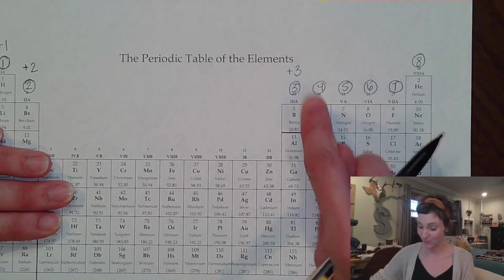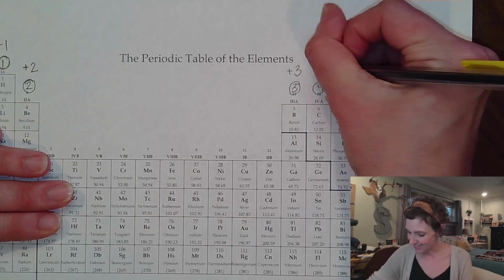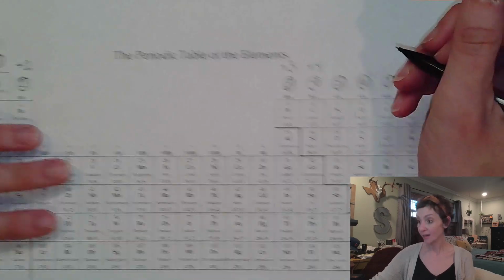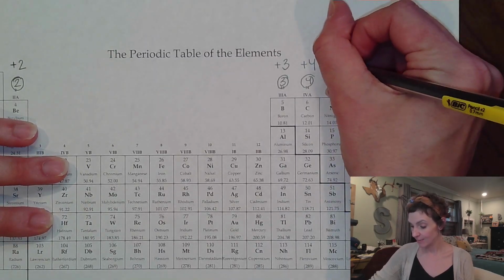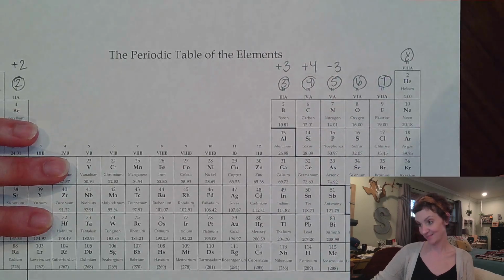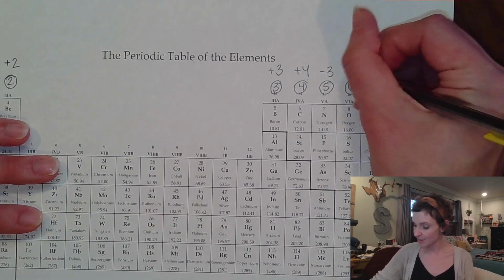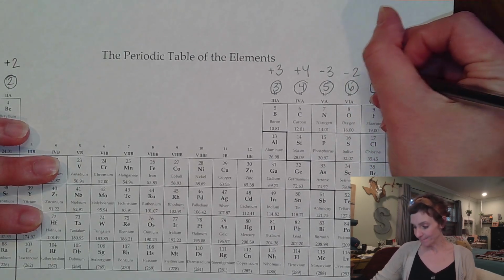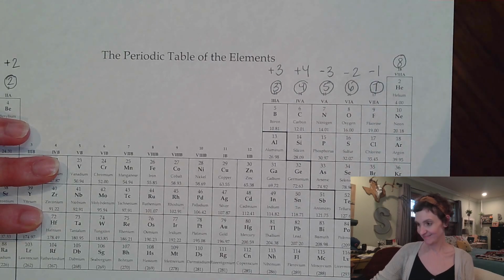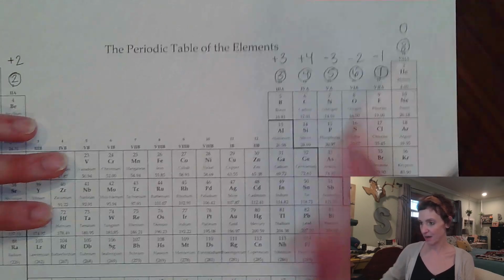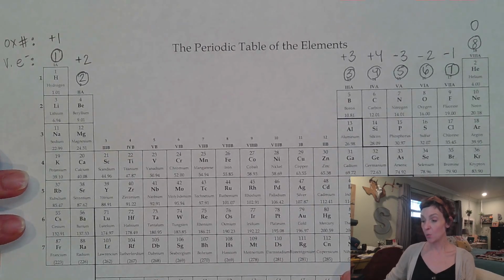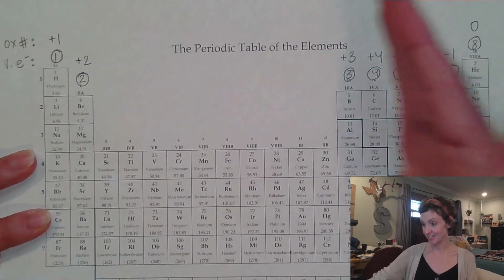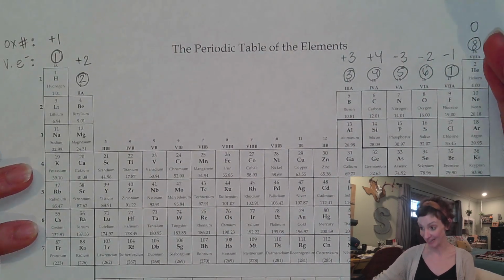Okay, group 4 has +4. You're like, I'm so excited, I know exactly where this is going. Oh, no, you do not, because I'm about to go -3 on group 15. And then I'm going to go -2, and then -1, and then 0. This you will commit to memory, knowing what the oxidation number of every single group is.